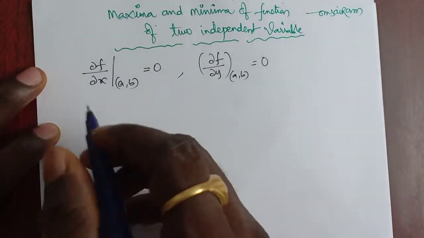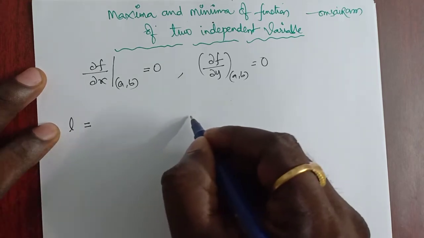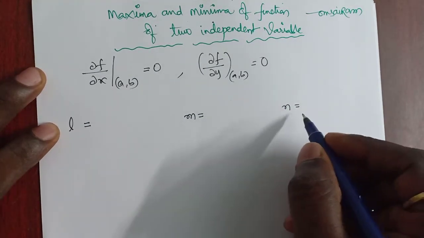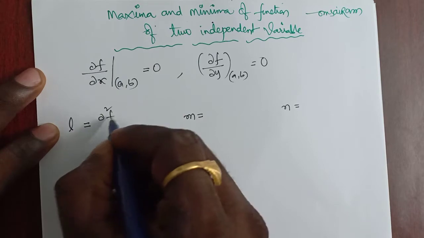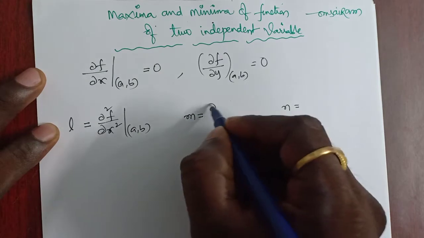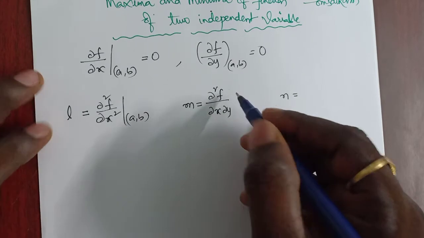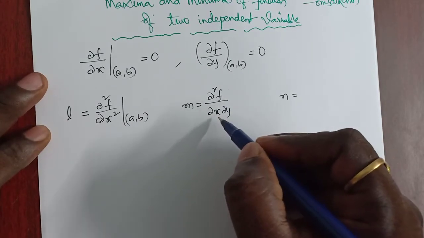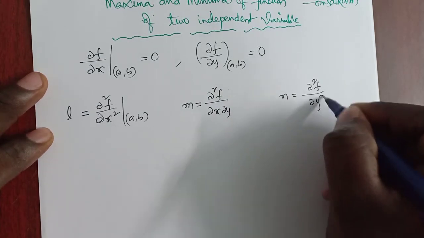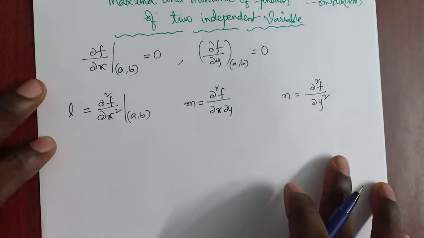Okay, and then the main important thing is we need to find the values of L, M and N. So what is L, what is M and what is N? Clearly L is ∂²f/∂x² at that point (a, b). M is ∂²f/∂x∂y, so first we differentiate with respect to y and then with respect to x. Coming to N, it is ∂²f/∂y², so two times differentiation with respect to y.